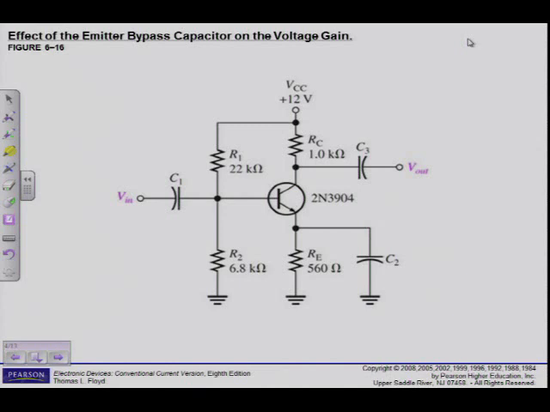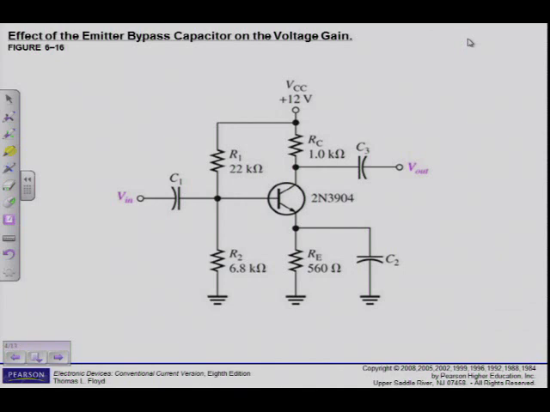The XC of the bypass capacitor C2 should at least be 10 times less than RE. So I take the value of RE divided by 10. In this specific case, it's 560 divided by 10, which gives me 56 ohms.